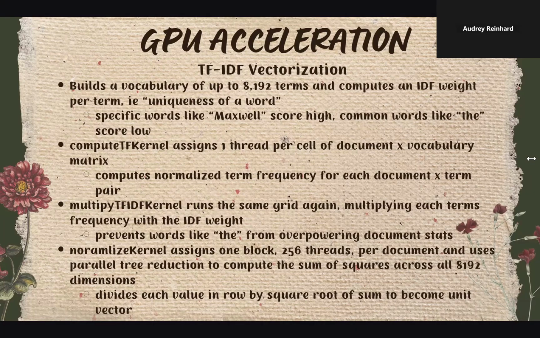The multiply TF-IDF kernel runs the same grid again, multiplying each term frequency by the IDF weight. This prevents common words from overpowering the document stats, as Corley had mentioned. The normalized kernel assigns one block, defined as 256 threads, per document, and uses parallel tree reduction to compute the sum of squares across all of the dimensions.